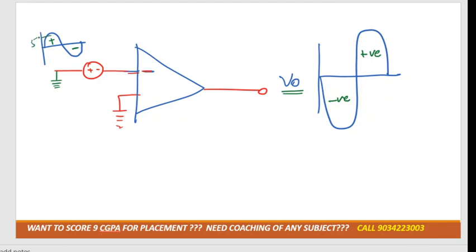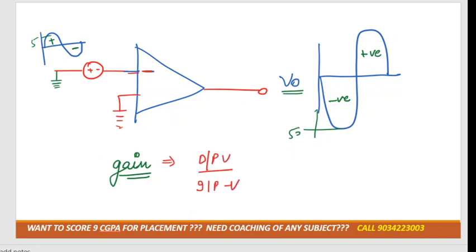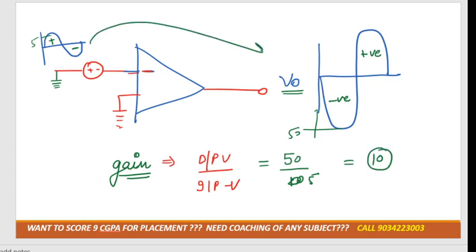Suppose the input magnitude is 5 and the output magnitude is 50. How much is the gain? We always calculate gain. Gain is the output voltage divided by the input voltage. Output voltage is 50, input voltage is 5, so the gain is 10. It is increasing 10 times higher, right?